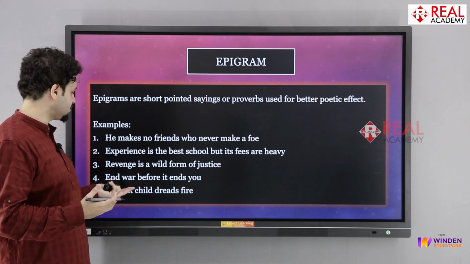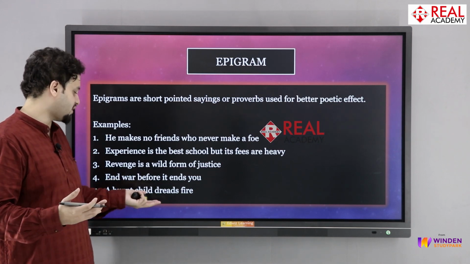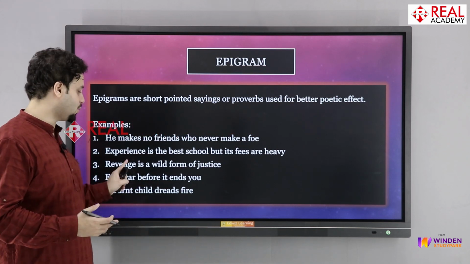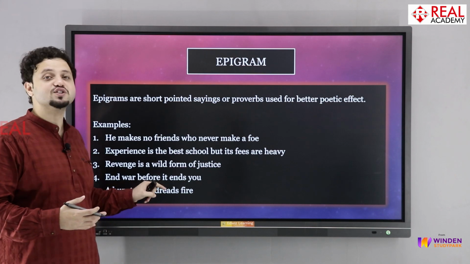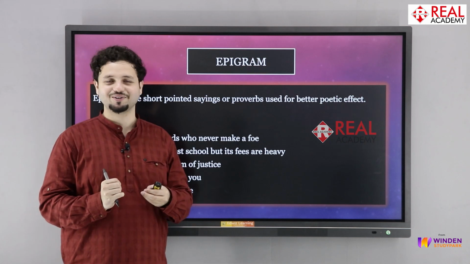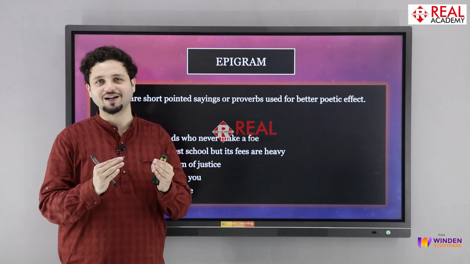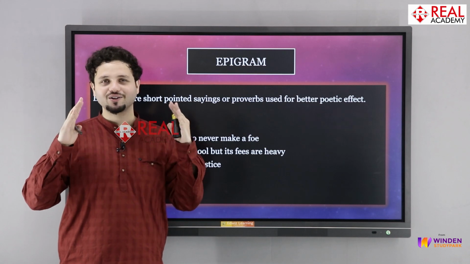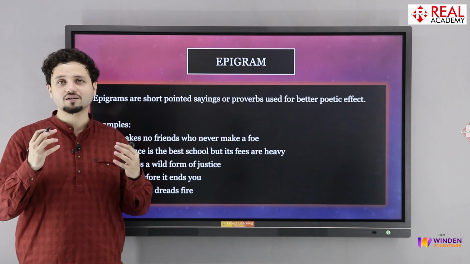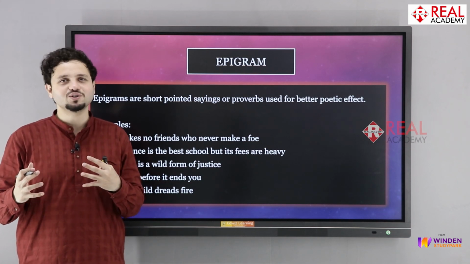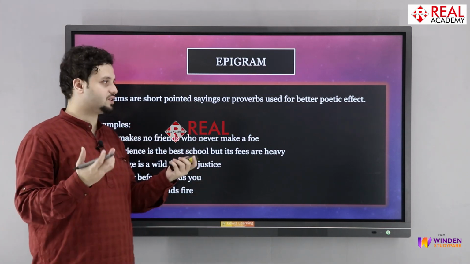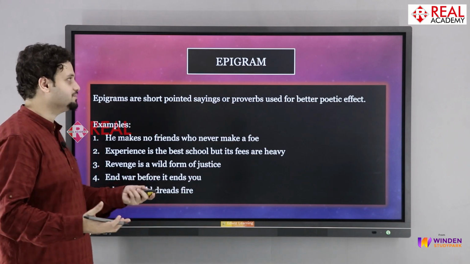Revenge is a wild form of justice, or end war before it ends you. A burnt child dreads fire. Let's take an example of a burnt child dreads fire. A burnt मतलब जो जला हुआ है, child means एक बच्चा, dreads means fear and fire मतलब तो पता है आग. यानी कि एक बार हाथ जल जाए, next time you will not go near to that. Or when you see similar things, there will be a fear or apprehension created in your mind. So एक बार बुरा एक्सपीरियंस आ जाए तो नेक्स्ट टाइम उन चीज़ों के हम पास नहीं जाते, right? So there is a deep meaning inside it. So this is called epigram. Not so important, but still.